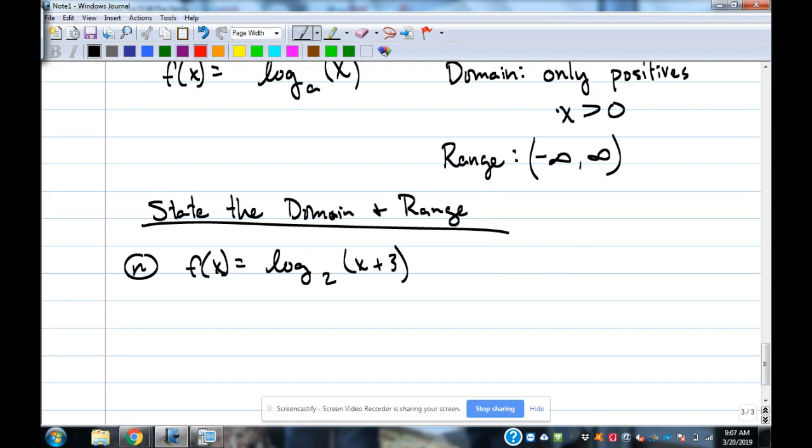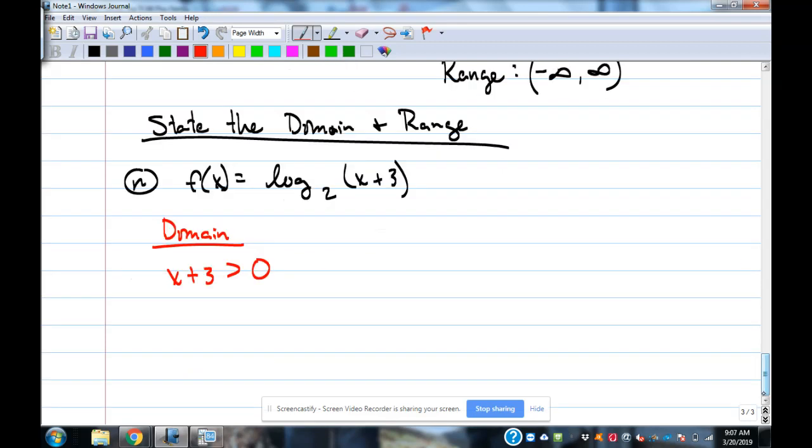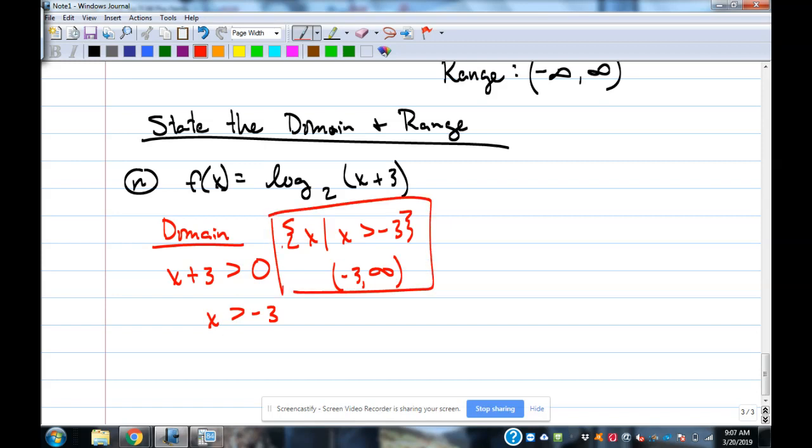I'm going to write that down here. Domain. X plus 3. Whatever you're taking the log of, set it greater than 0 and just solve it. So that'd be x is greater than negative 3. So our domain, all x's as long as x is greater than negative 3, or parentheses negative 3 to infinity. Both of those would be our domain.